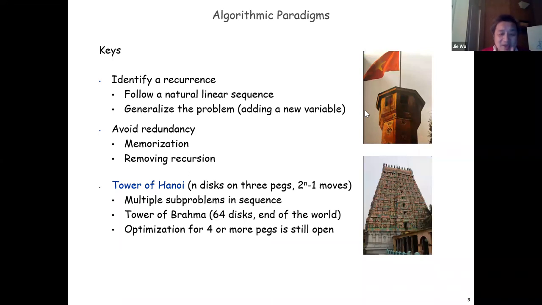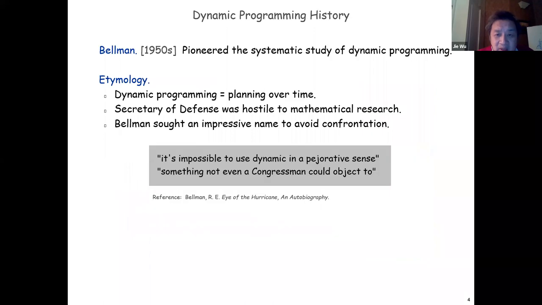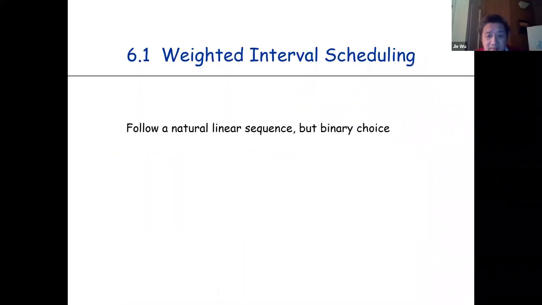Okay, so let's continue. So we're going to look at some more examples on the recurrence. We started with the weighted activity schedule, which follows a linear sequence, but a binary choice. So in the next example, we're going to look at a linear sequence, but not a binary choice. It's a multi-way choice.